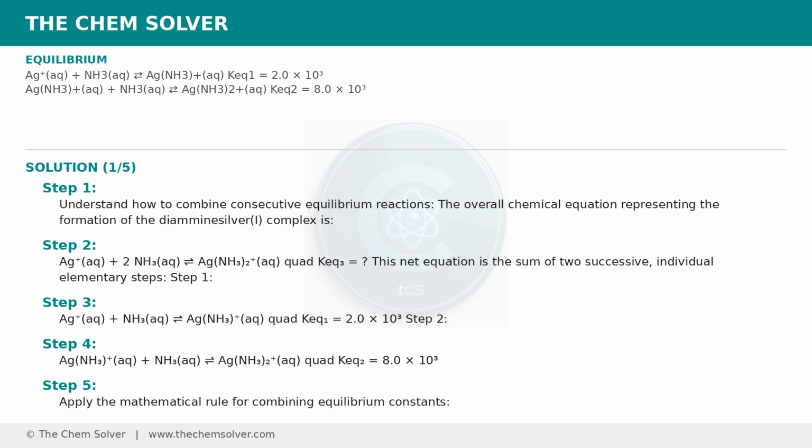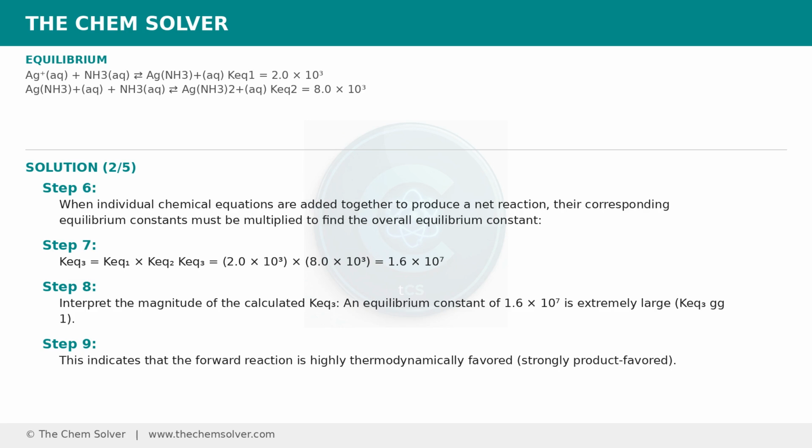Apply the mathematical rule for combining equilibrium constants. When individual chemical equations are added together to produce a net reaction, their corresponding equilibrium constants must be multiplied to find the overall equilibrium constant. K_eq3 equals K_eq1 times K_eq2. K_eq3 equals 2.0 times 10 to the power 3 times 8.0 times 10 to the power 3, which equals 1.6 times 10 to the power 7.